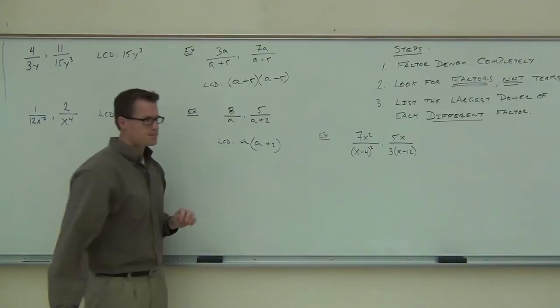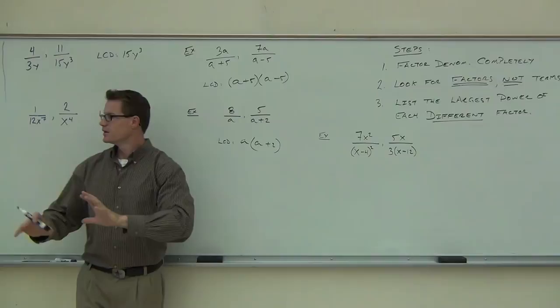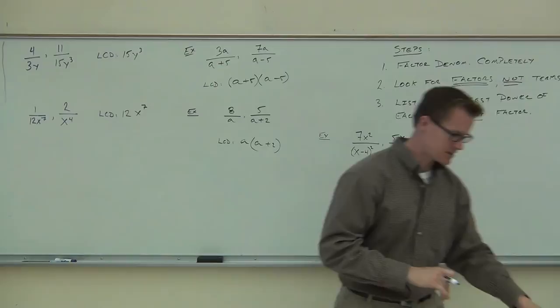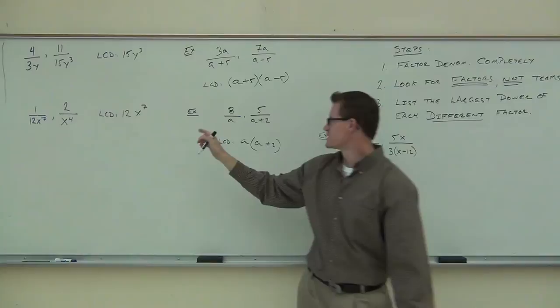Don't distribute this, don't distribute that, just leave it, you're done. That's your LCD, okay? So we don't ever distribute denominators, ever. Because you're going to try to simplify them later, right? Why would you distribute it? Because you're just going to have to factor it later. You don't do that with denominators. Keep them exactly the same as they are. Raise your hand if that one made sense to you. Feel all right about that. Good, I really need you to see the difference between this a and that a. That's a big one.